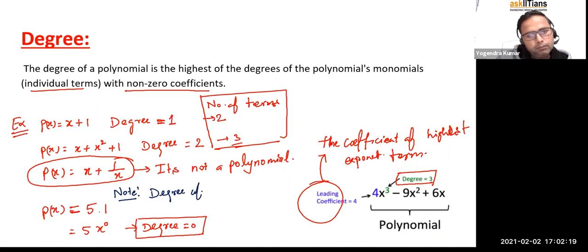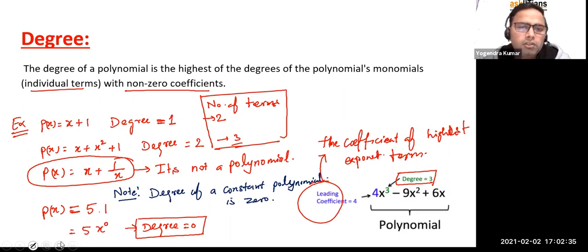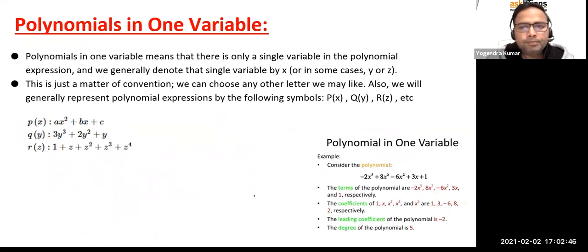Degree of a constant polynomial is 0. Degree of a constant polynomial is 0, because for any constant, it could be anything, right? 1000, right? Degree is what? 0. Okay. So there are more examples, and more things we will understand.